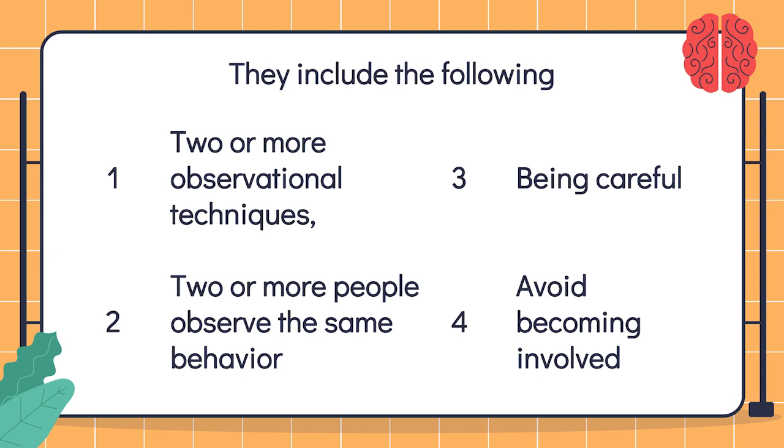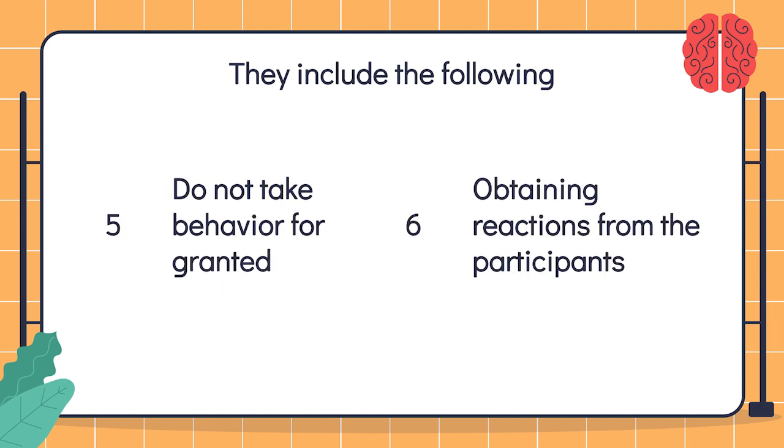1. Using 2 or more observational techniques, such as sound and visual recordings, and then comparing results. 2. Having 2 or more people observe the same behavior with the same technique and then comparing the results. 3. Being careful to distinguish between actual behavior and perceptions or interpretations of the behavior when taking notes. Researcher bias can easily creep in during this stage. 4. Avoiding becoming involved in the activity being observed. 5. Being careful not to take behavior for granted.